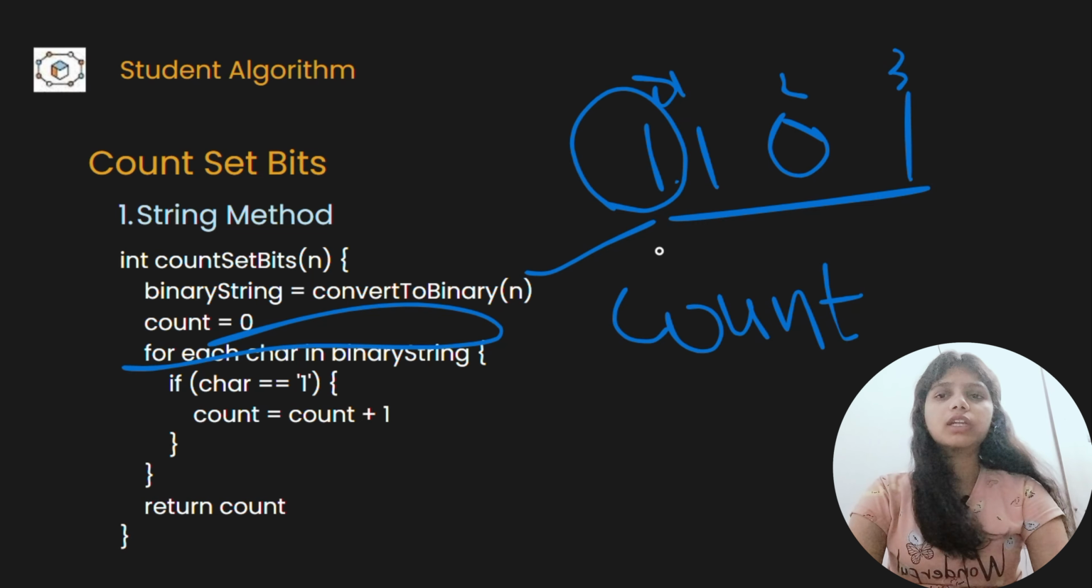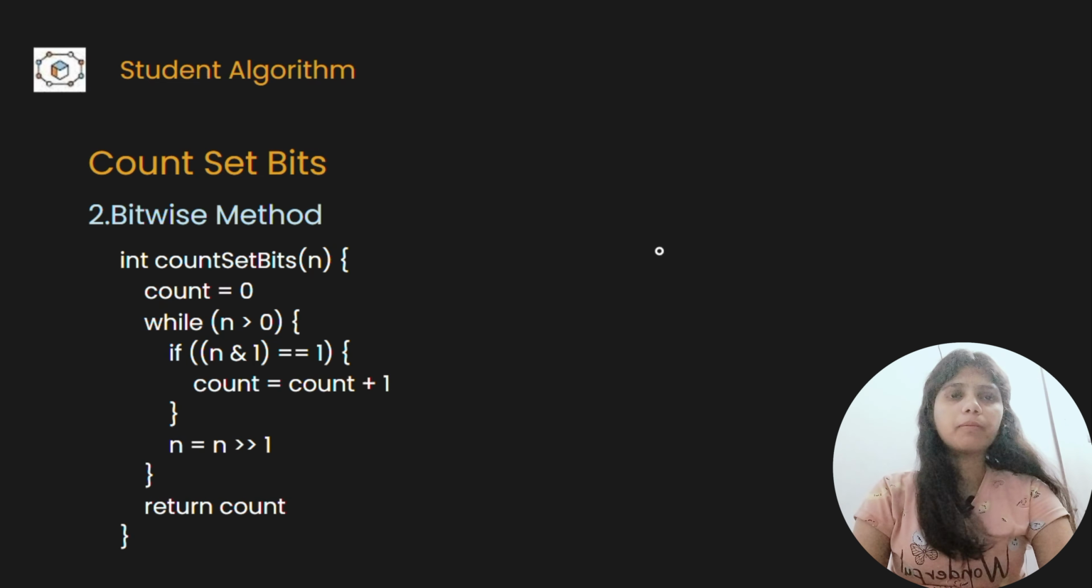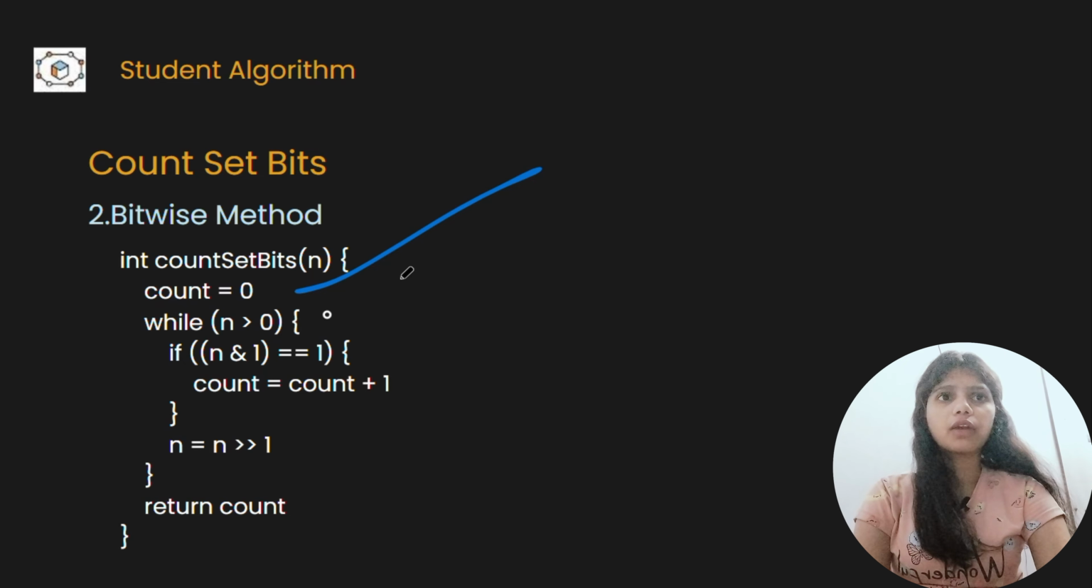In the bitwise operation, we need to check whether the last bit is 1 or not, and then shift to the right. As we discussed in extract bit, we checked whether the given bit is 1 or not by performing the right shift operation. In the same way, first we initialize count equals 0, and then loop while n is greater than 0, because we need to loop over the bits of n. If we don't keep any condition, it will move into an infinite loop. The end point is 0, that's why we consider while n is greater than 0.